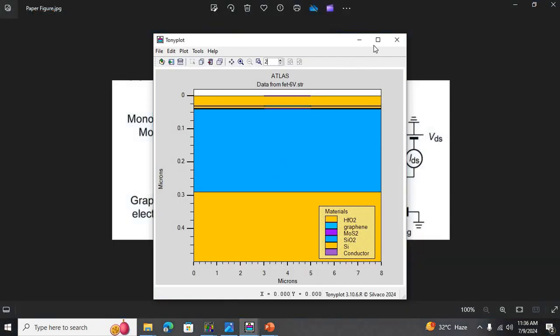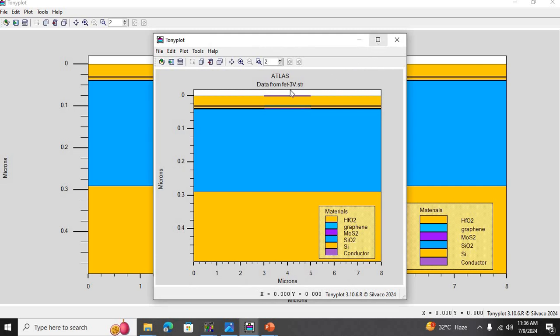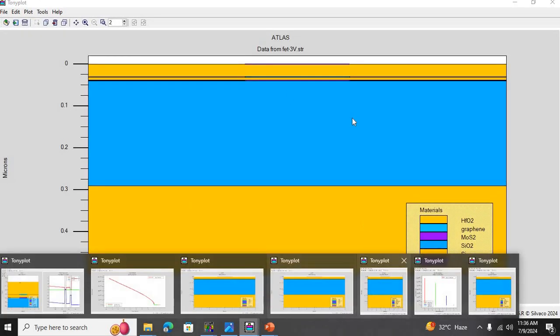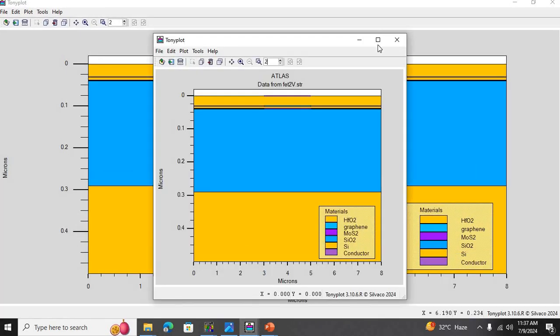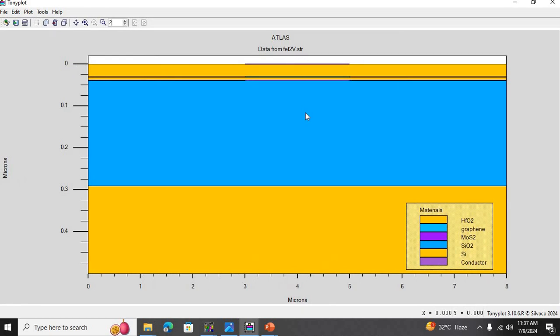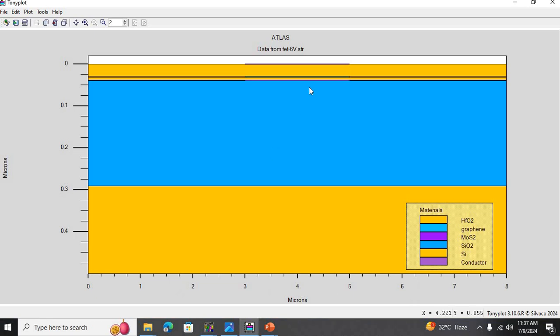So here, I actually saved the structures at different gate voltages as well. As you can see, here is the structure at minus 6 volts gate voltage. Then here is the structure at minus 3 volts. Here is the structure at 0 volts gate voltage. And here is the structure at 2 volts gate voltage. And I want you to look at the electron concentration in the channel region at these 4 gate voltages.